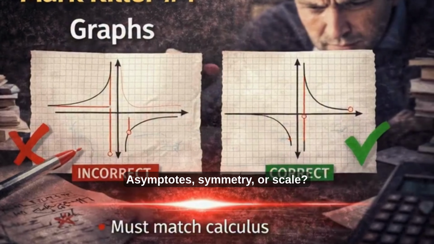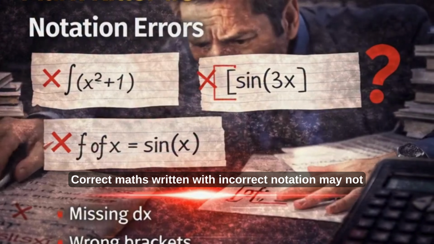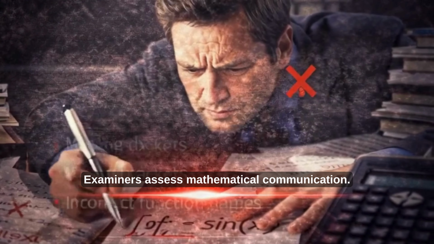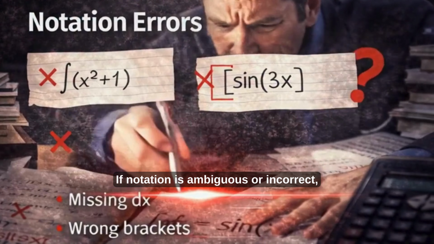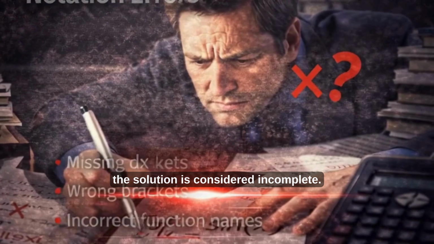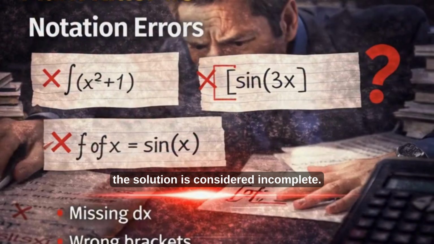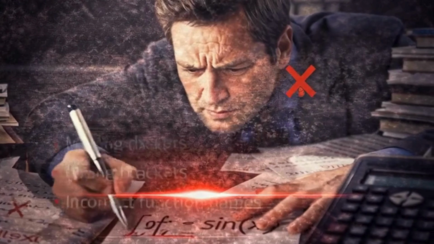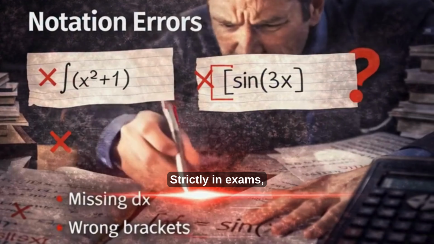Asymptotes, symmetry, or scale? Correct maths written with incorrect notation may not be awarded marks. Examiners assess mathematical communication. If notation is ambiguous or incorrect, the solution is considered incomplete. Precision matters as much as calculation. Why do you think notation is treated so strictly in exams?